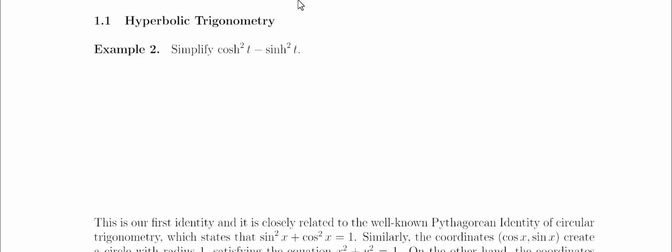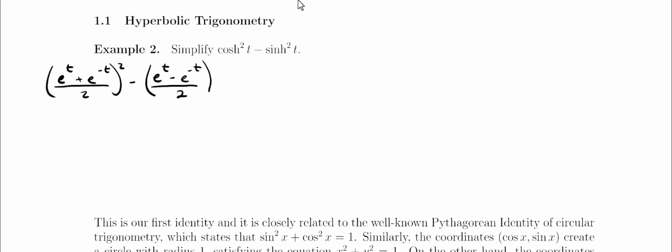So we're going to have here the hyperbolic cosine, cosh, defined here as e to the t plus e to the negative t all over 2, squared, minus e to the t minus e to the negative t all over 2, squared. So let's see what we get from that. Now, I'll let you guys practice if you want to get a head start here.